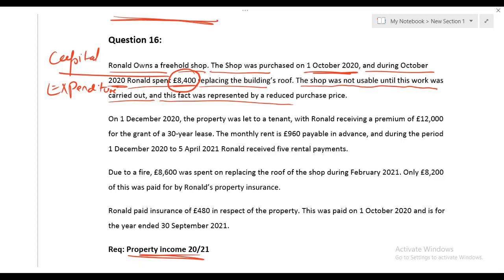So when you are spending an amount to bring the asset into a workable, usable condition, that expenditure is treated as a capital expenditure. And while calculating property income, we do not deduct capital expenditure. Okay.